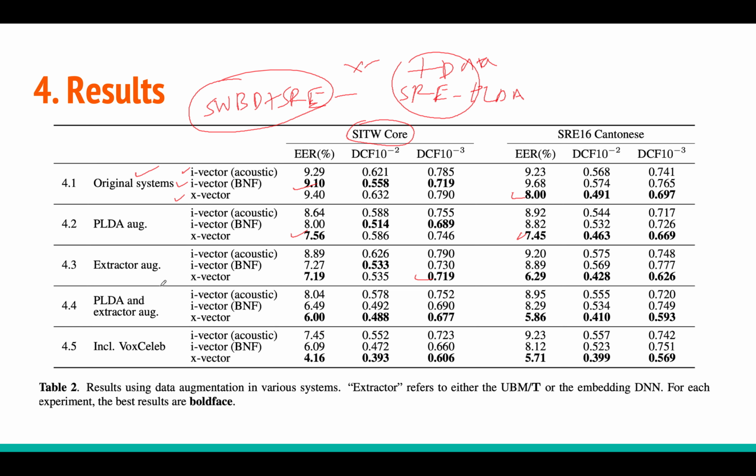Augmentation means you do data augmentation here and data augmentation here, and the x-vector becomes the state of the art on both evaluation datasets. If you include the VoxCeleb data also, which is published by the Oxford group, you will reach 4.16 EER, which is the best as of now. And even for the SRE Cantonese evaluation, it's best. When I say extractor, it could be a UBM extractor for the i-vector, or it could be the x-vector based i-vector DNN. It's both; they use both.